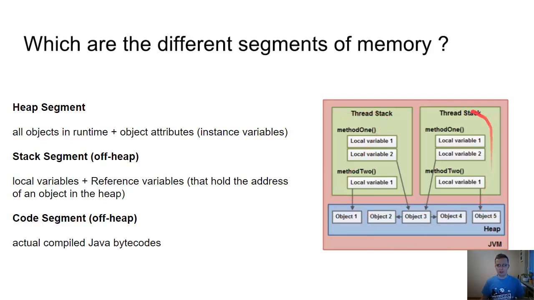While in the off-heap memory, we have a stack for each thread. Each thread has many methods, and each method has a stack frame created here. So local variables inside the stack frames reference the objects on the shared heap. And we also have the code segment, which is in the off-heap memory, the segment where the actual compiled Java bytecode resides when loaded.